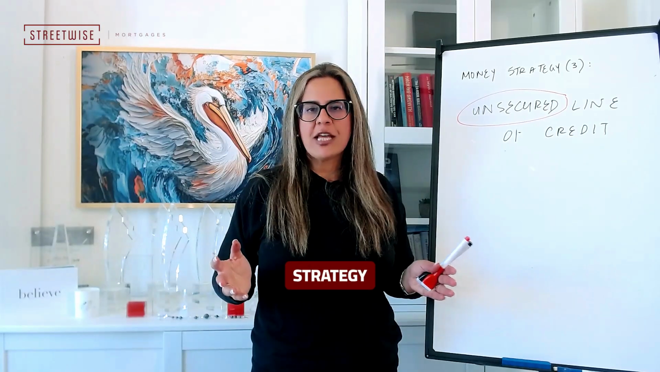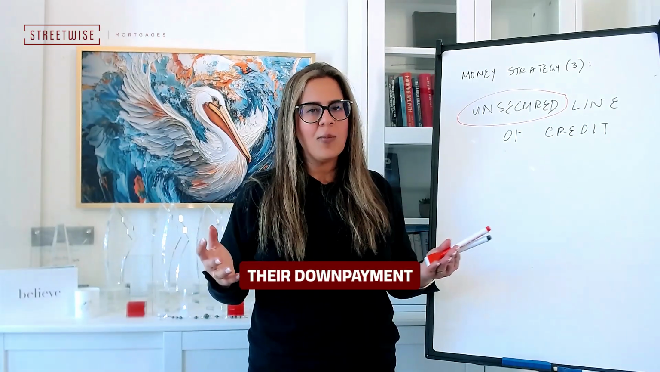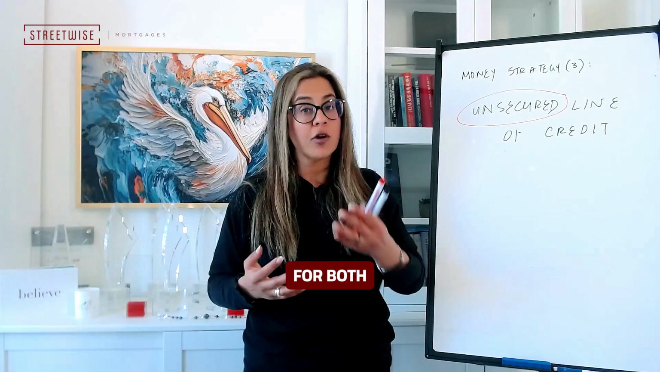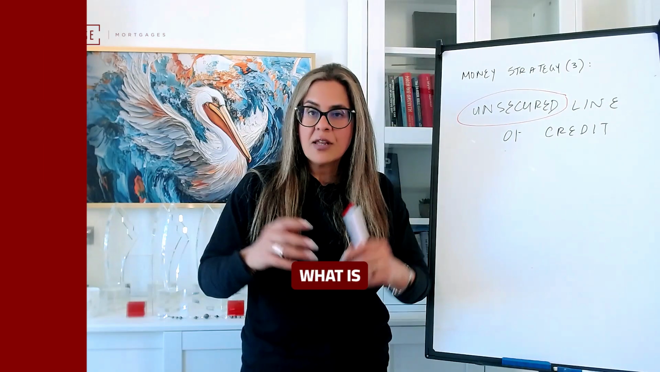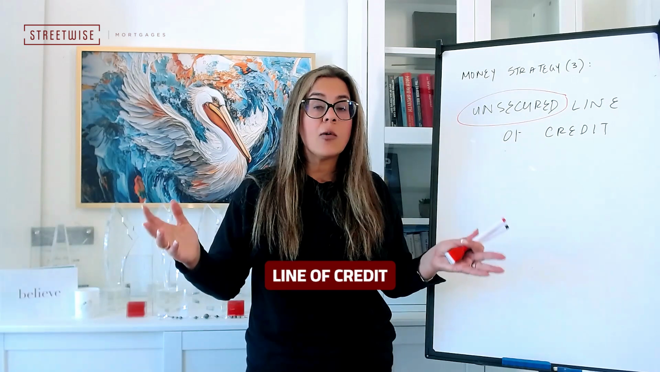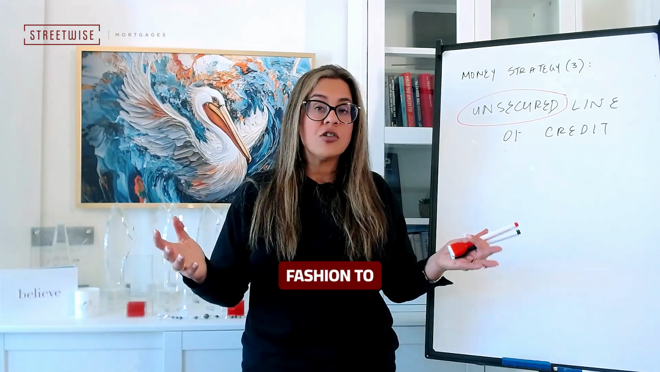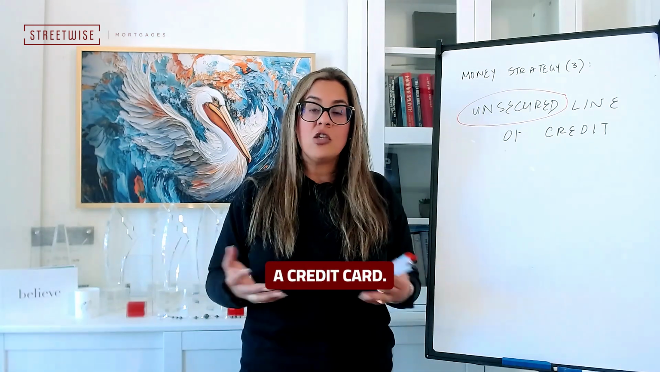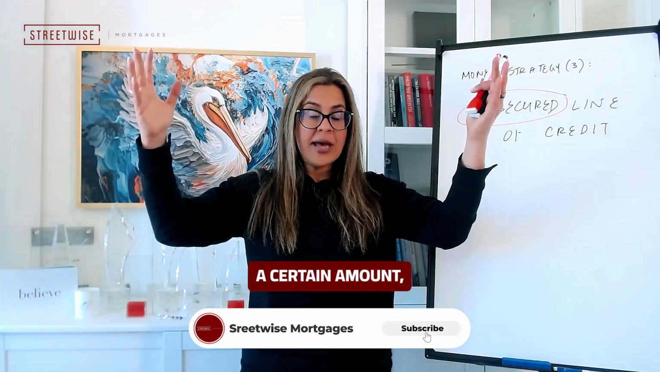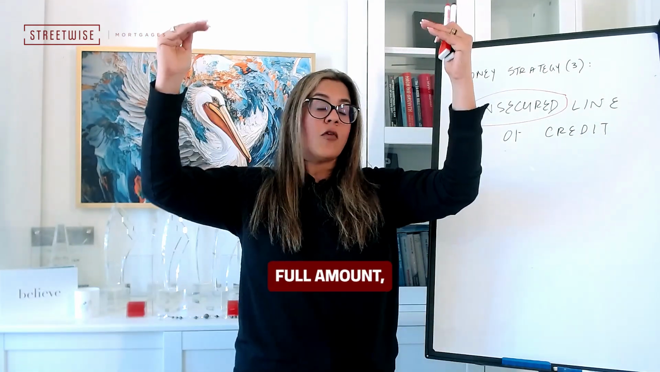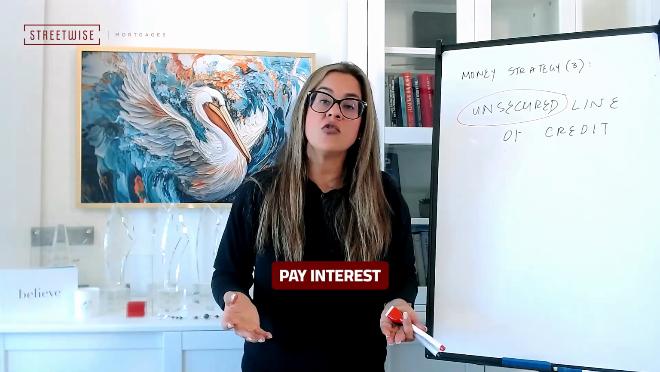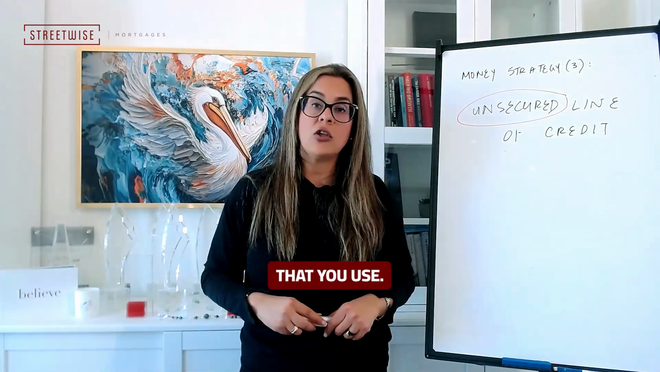The third money strategy that you can use to fund the down payment and closing costs for your first investment property is an unsecured line of credit. What is an unsecured line of credit? An unsecured line of credit works in a similar fashion to a credit card. You get approved for a certain amount and you can use up to that full amount, and you only pay interest on the amount of money that you use.